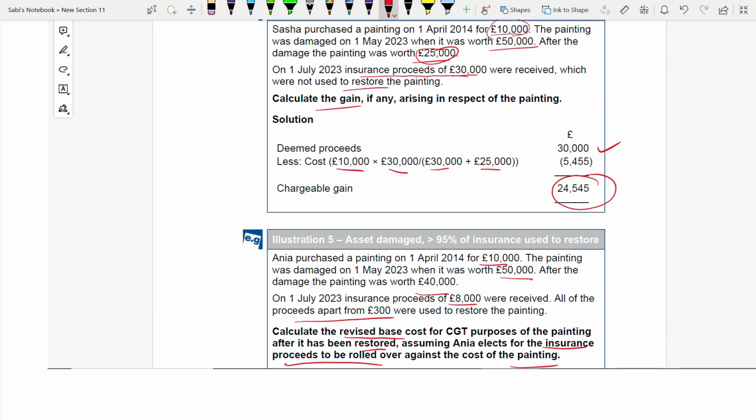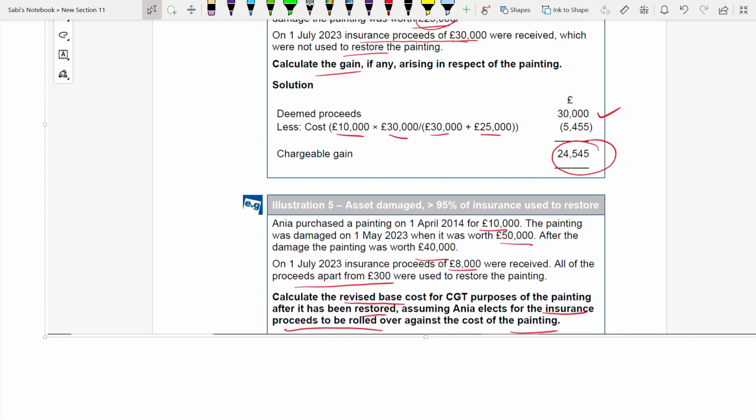So we have to see whether, okay. So now, as more than 95% of the proceeds are used to restore the asset, and even Ella has elected the proceeds to be rolled over, there is no part disposal. Okay, and you have to find the revised base costs. How do you know that? Just check. In case you want to find whether it's more than 95% or not, just check.